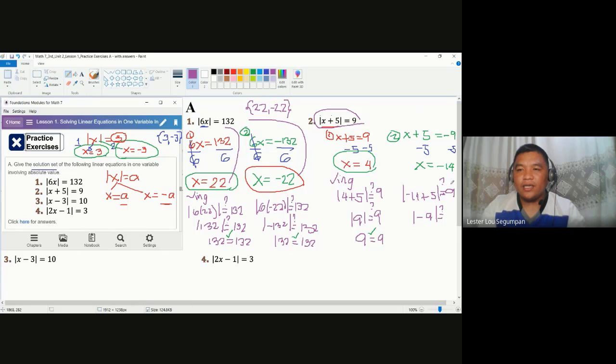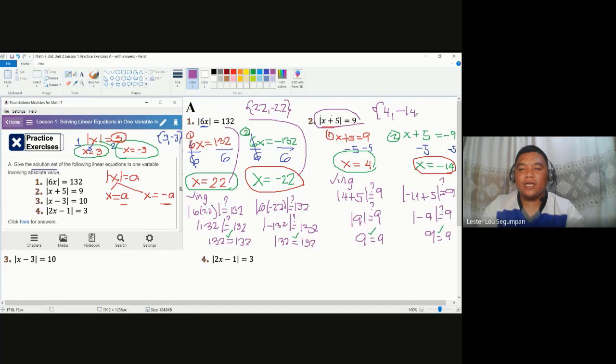So this is not negative 9. It should be the original. So you have here 9. So the absolute value of negative 9 is 9. The other side is also 9. They are now equal. Therefore, negative 14 is also a solution. Now that we are sure, we still came up with the same solution set as earlier.